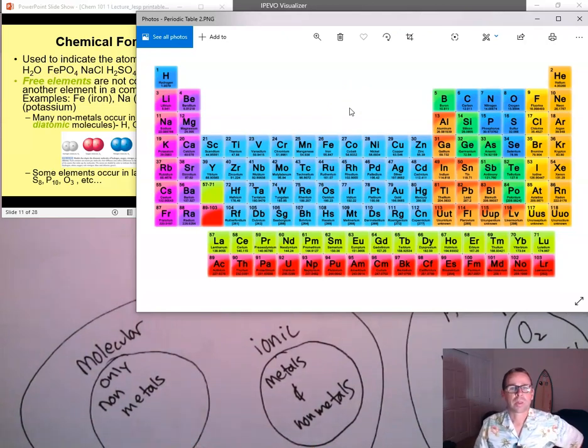Where's PO? P and O are separate elements. P is phosphorus and O is oxygen. It's an ionic compound. Very good. It has a metal, iron, and some phosphorus and oxygen, which are non-metals. Excellent. Very good.